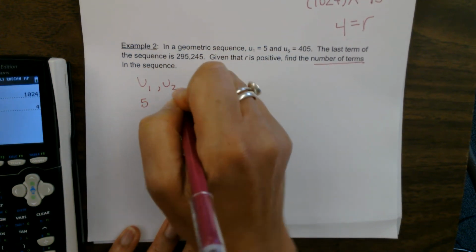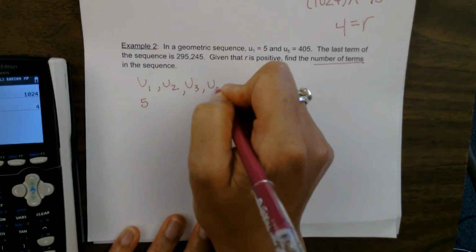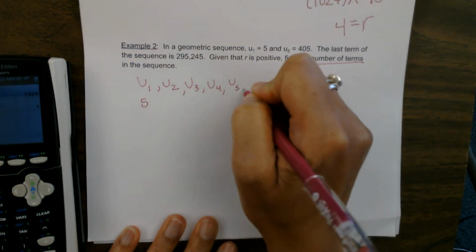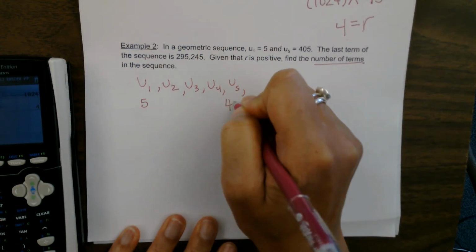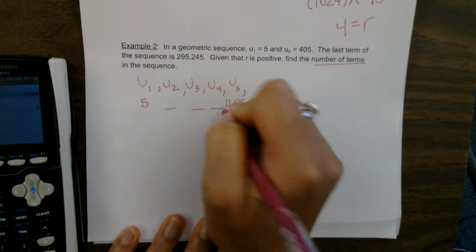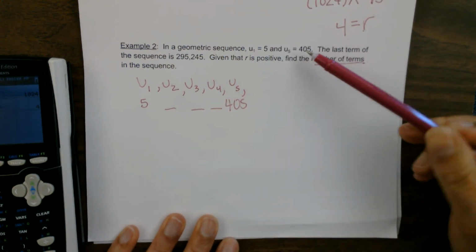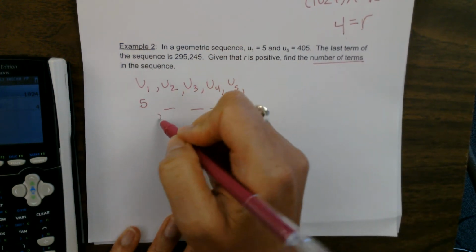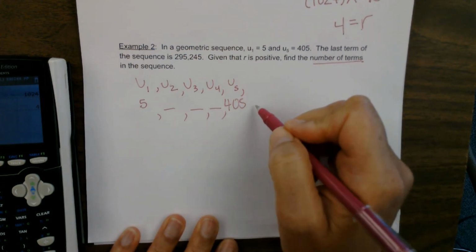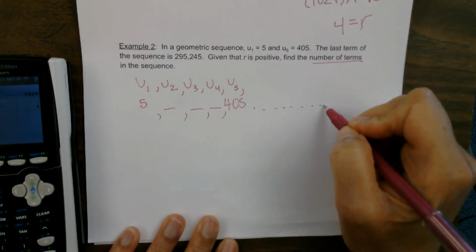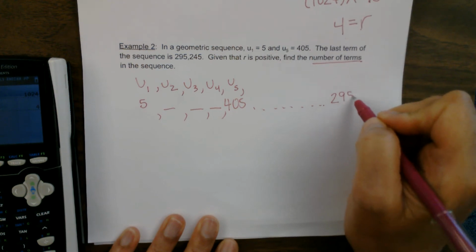We don't have u sub 2, u sub 3, u sub 4, u sub 5. We do have u sub 5, that's 405, so we don't need these. However, the problem's not asking for us to find these. The problem is saying this is going to go on until 295,245.